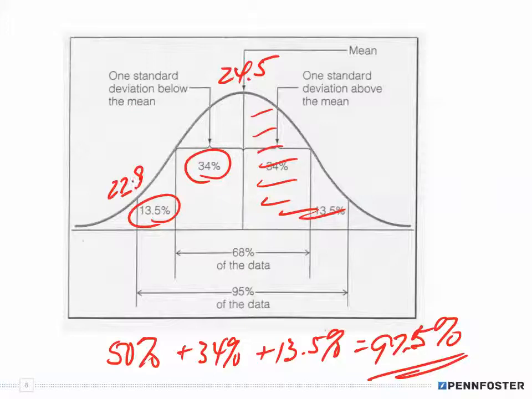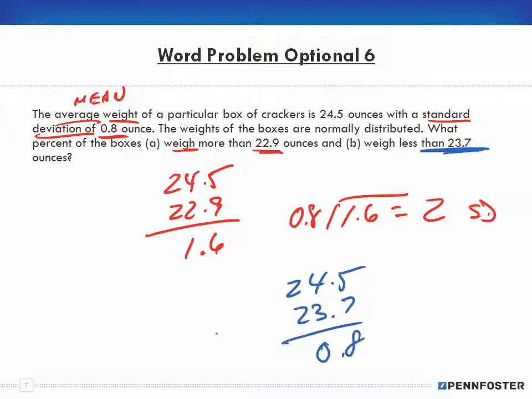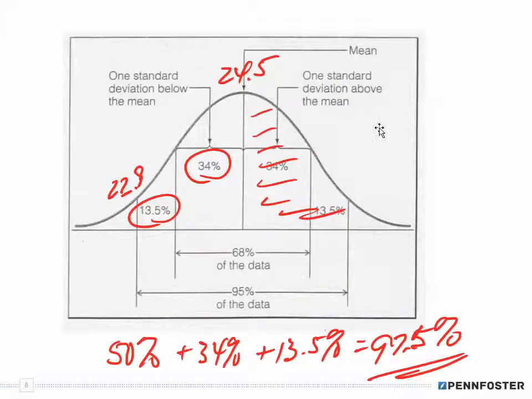Right, now for B, it says they weigh less than 23.7. So again, we're taking 24.5 and we're subtracting 23.7 and we get 0.8. And since 1 standard deviation is 0.8, we're dividing by 0.8, and that gives us 1 standard deviation. So when we come here, we want to find out how many weigh less than 23.7.